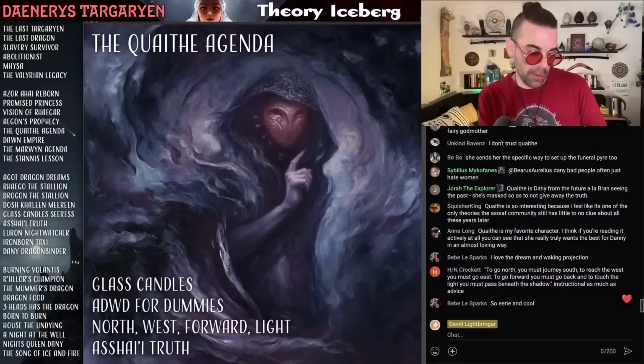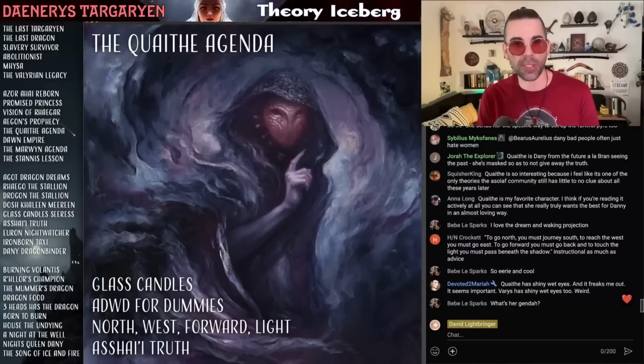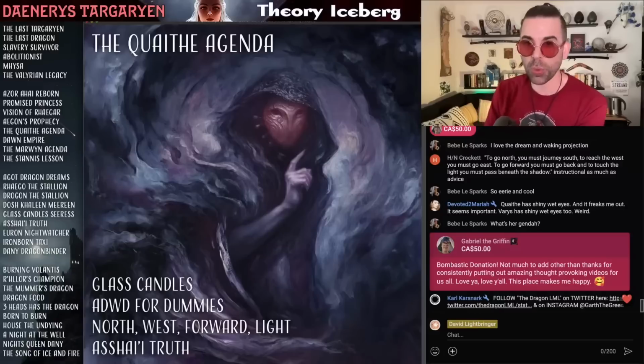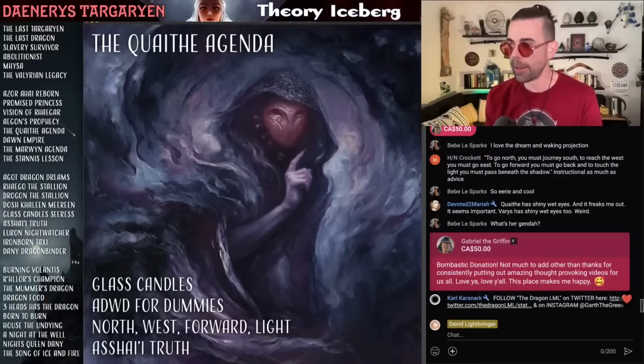The twist here is that this is Dany's good advisor. It just seems so creepy and freaky that it's hard to trust it. But yeah, Quaithe wants Dany to fight the others. So to go north, you must go south. To go west, you must go east. To go forward, you must go back. And to reach the light, you must pass beneath the shadow. And then Dany always says, she wants me to go to Asshai.